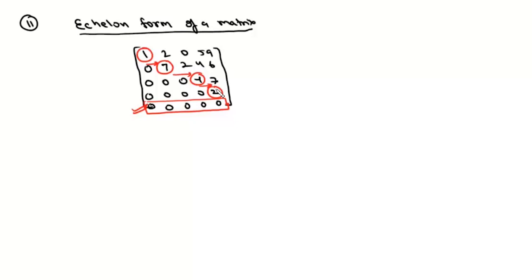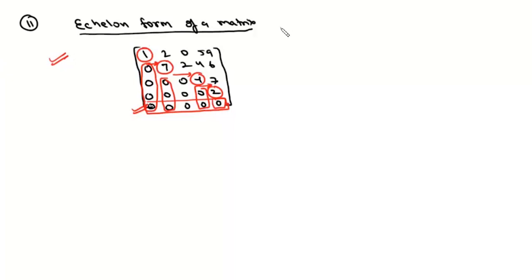And finally, the third is all entries in a column below a leading entry are 0. So all the entries in the column below a leading entry are zeros. Any matrix which is expressed in this form, we call an echelon matrix.